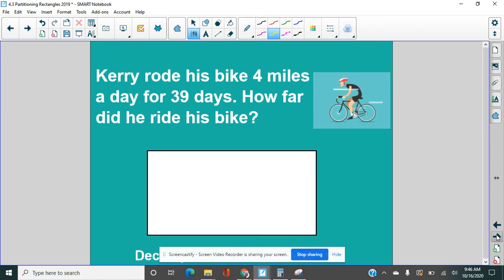All right, so how are we going to do this? Kerry rode his bike 4 miles a day for 39 days. Whichever number is smaller, we're going to put on the end. And whichever number is bigger, we're going to split into tens and ones. So 3 tens is 30, and we're going to chop off the 9, right? Chop it off and put it over here. 39 is the same as 30 plus 9.